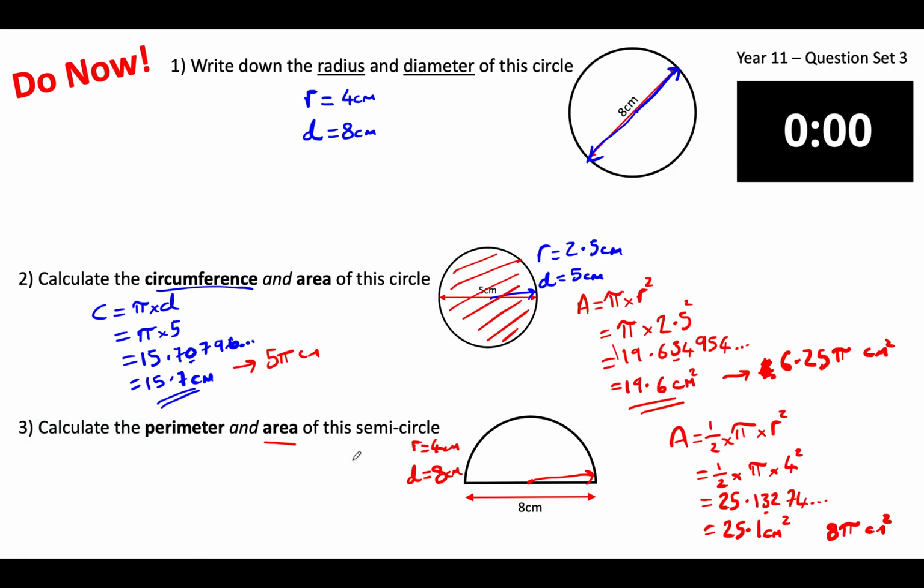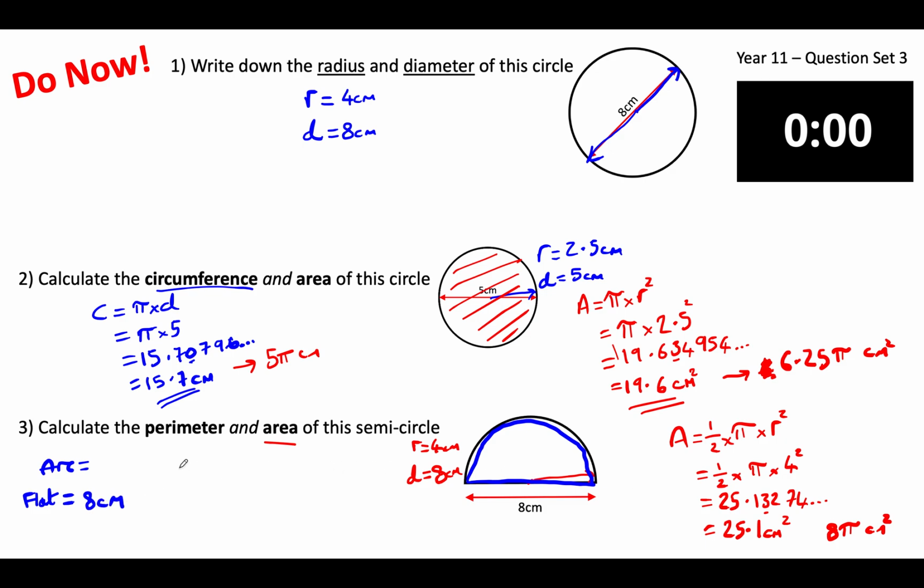Perimeter. Now, this is a perimeter because there's 2 parts to the perimeter. There's the arc. Now, the arc is the curved bit. And then there's the flat part across the bottom. If you're doing perimeter, you need all of the outside. So we'll work out the curved bit first and then the flat bit. Now, the flat bit's easy because it's 8 centimetres.